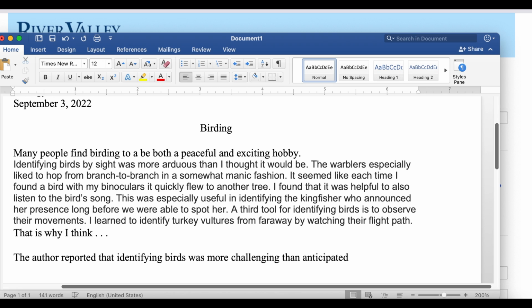And then after that, it's still not my own thought. It's not my own information. So what I have to do is make sure that I cite the author. By providing the citation, it tells my reader or my instructor that I took this information from another source. And then at the end of the paper, I would include the complete citation for the blog where I found this information.